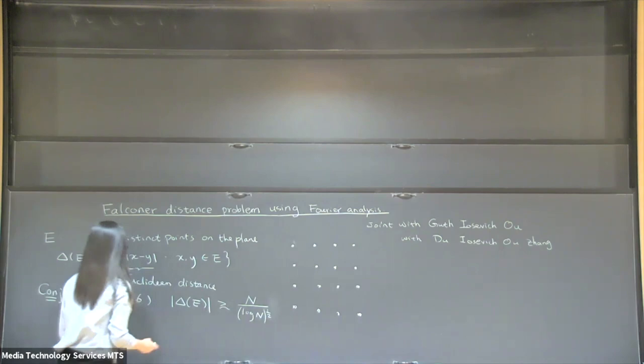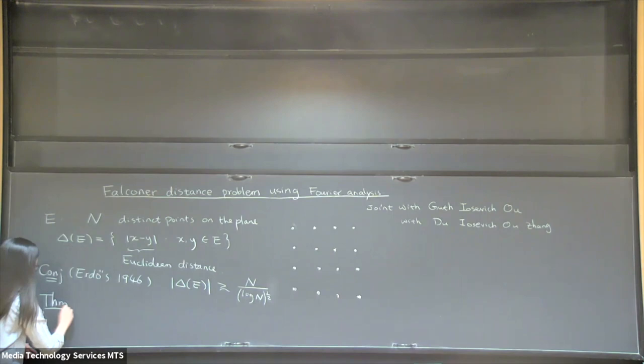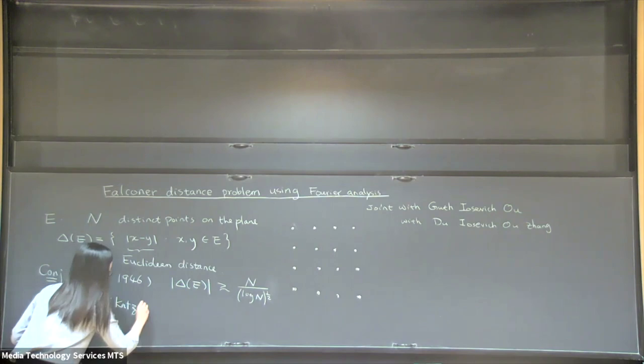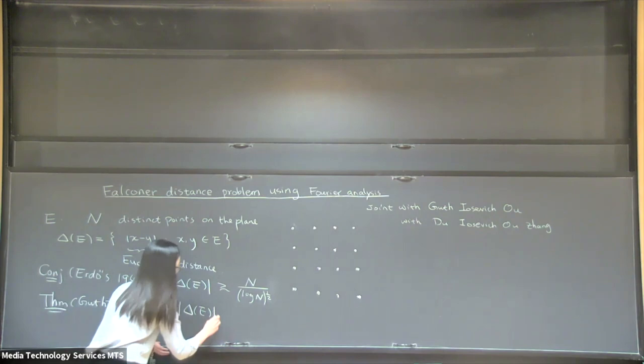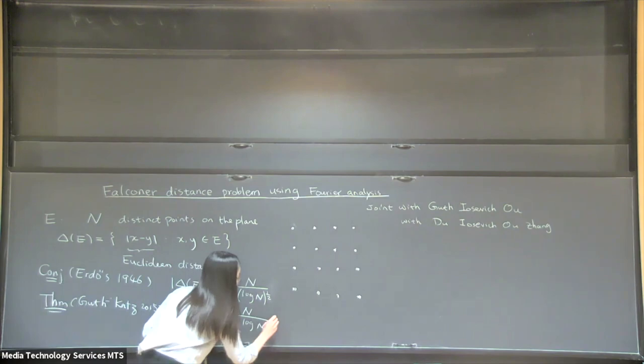And then this problem is essentially solved by Guth and Katz, showing that the number of distinct distances is at least n divided by log n. And today we are going to talk about a continuous version of this problem.